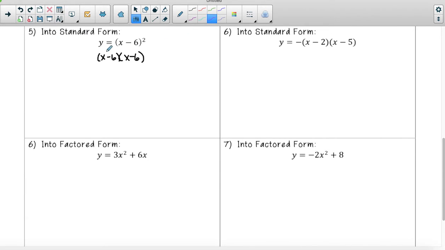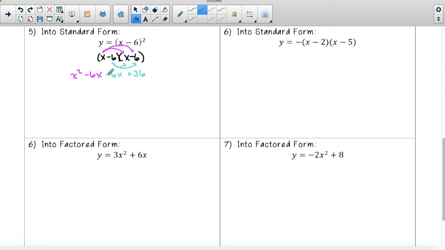Now that we have it rewritten, we can distribute this so that we can put it into standard form. So we'll take the x times our x and x times negative 6. We will also take our negative 6 times x and negative 6 times negative 6 because we distribute the entire first set into the second set of parentheses. X times x is x squared. X times negative 6 is negative 6x. Then we take our negative 6 times x gives us negative 6x. And negative 6 times negative 6 gives us a positive 36.